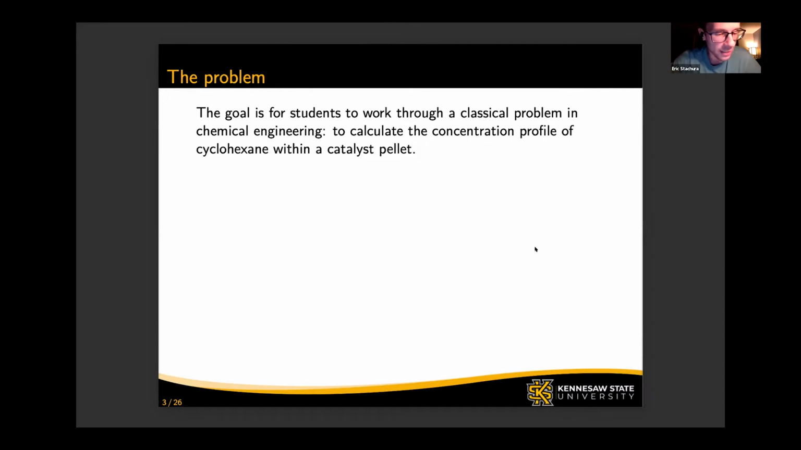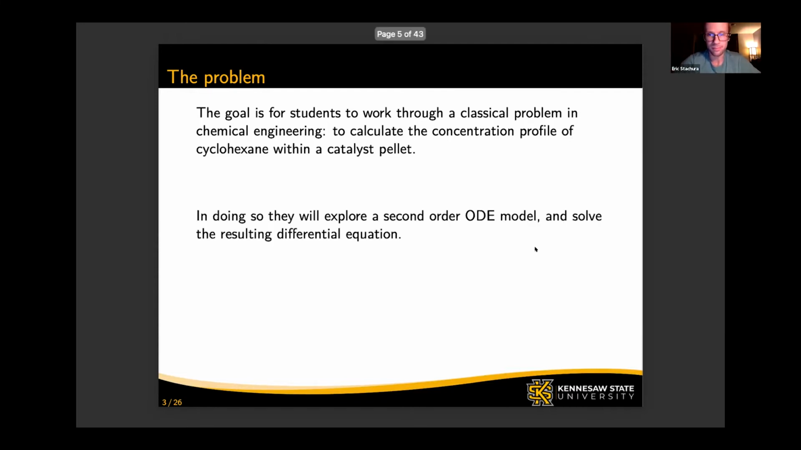So the problem is actually a super classical one in chemical engineering. I didn't know this before, but apparently this is a classical problem in the chemical engineering community. It's to calculate the concentration of some chemical within a catalyst pellet. So these are all words that students might be terrified of when they first see them. But again, I know this going into the game, and I'm prepared with sufficient scaffolding to help them along. And again, lots of pictures like I show you today to ease them into it without just throwing lots of new words at them and letting them go at it.